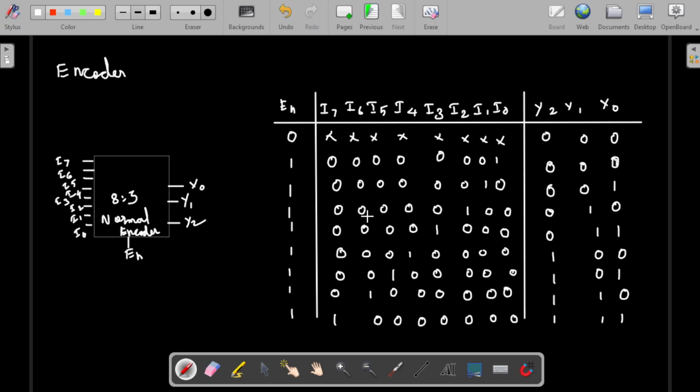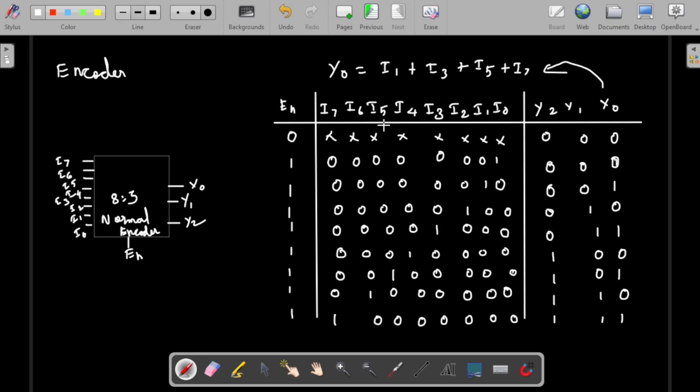This is a normal encoder. There is no difference in this. Here we can take all the ones. For example, y0 can be written where these 1s are: I1, so y0 equals I1 plus I3 plus I5 plus I7. Like this way we can write, because in those cases the output is 1. So even if any of these inputs is 1, then output y0 will be enabled. This is the normal thing.